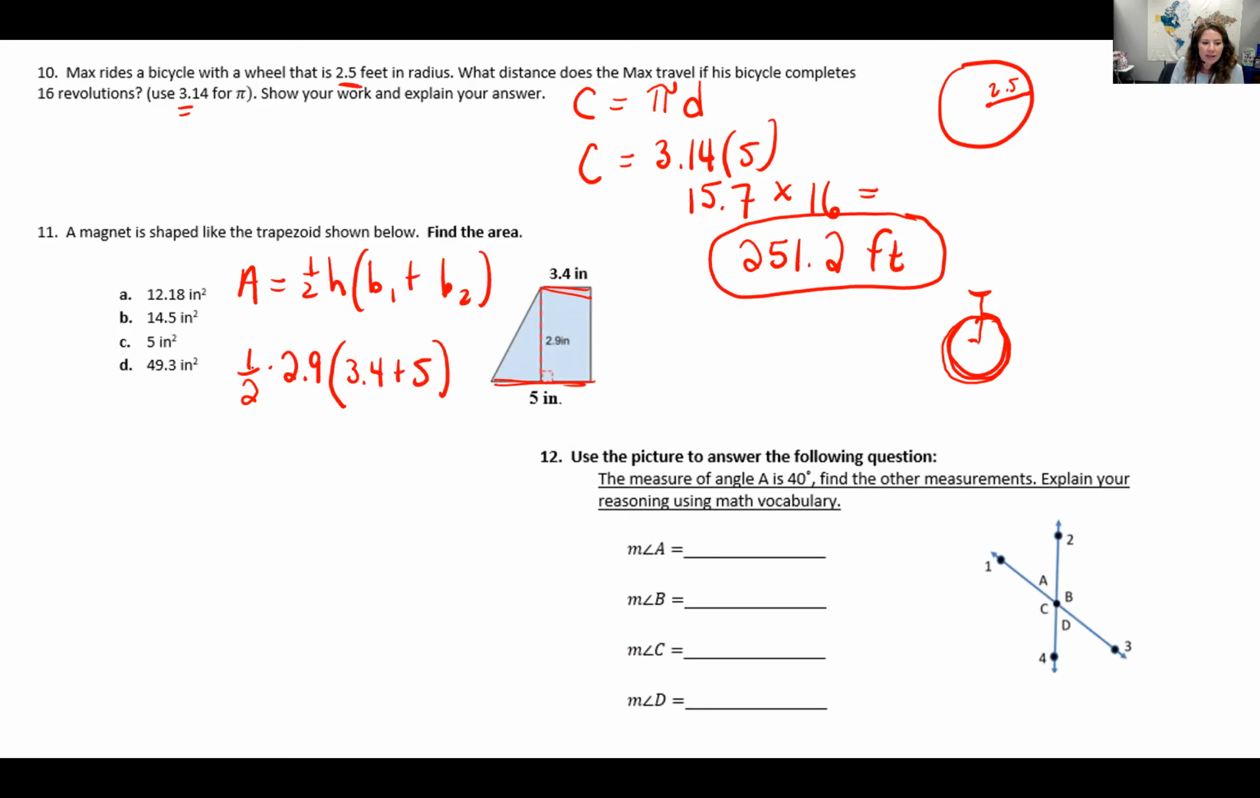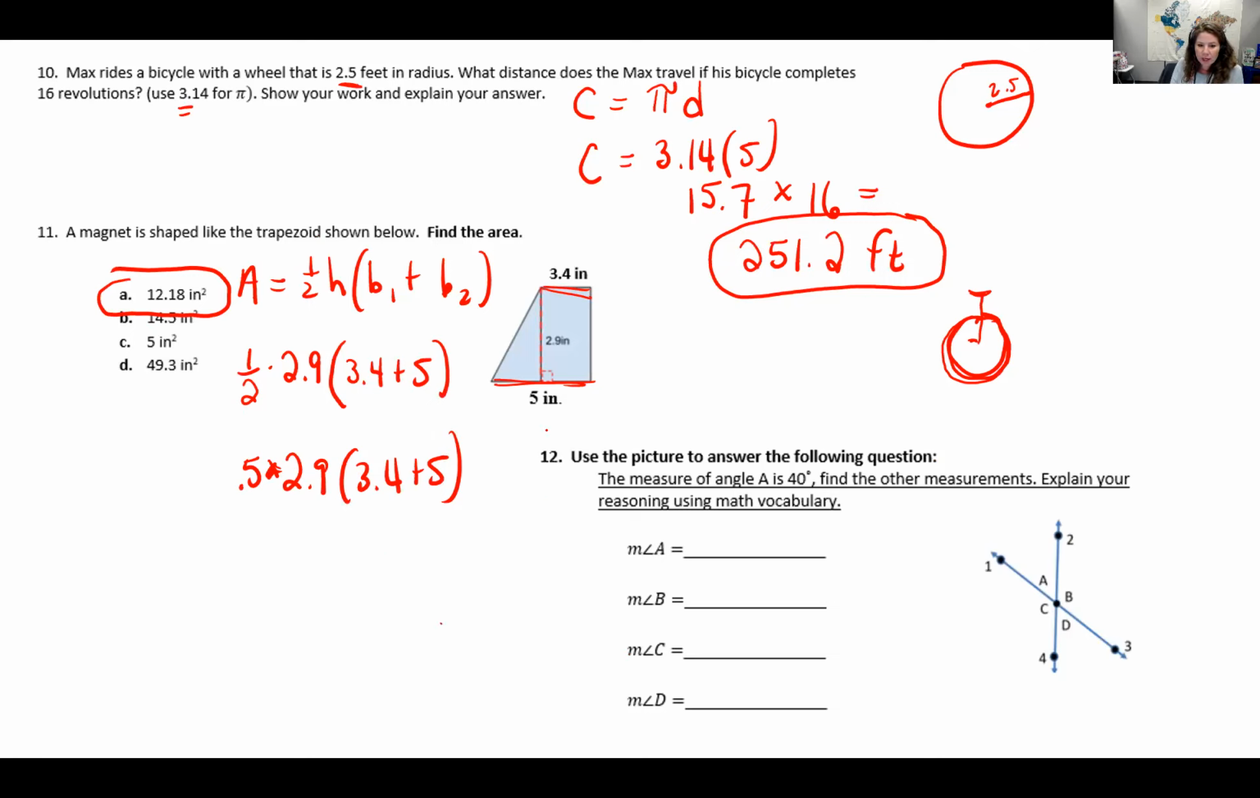Well, in my calculator, I don't want to use half. I'm just going to say what's 0.5 times 2.9. Same thing. And then I'm going to multiply it by the sum of 3.4 and 5. I'm going to plug that right in my calculator. And the answer is 12.18 squared inches. All right, I hope you guys are getting them right.